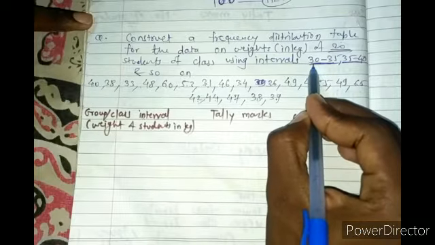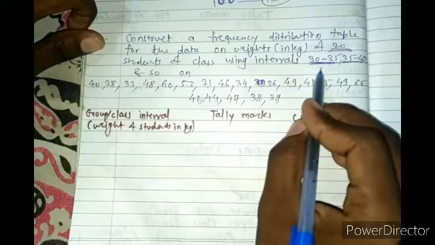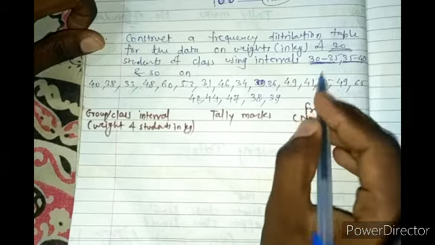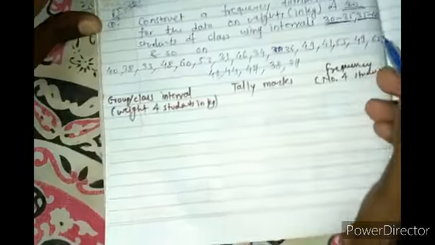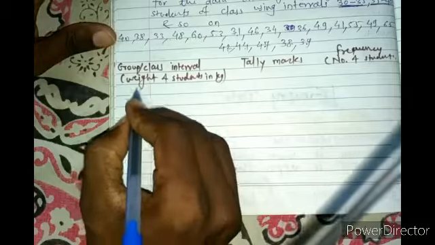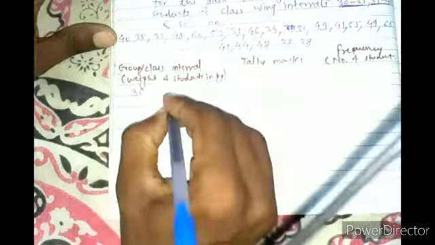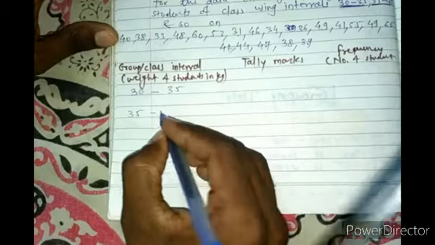And what is the class mark? Class mark means 65 upon 2. 65 upon 2 means 2 3s are 6 and 2 2s are 4, so 32.5 is the class mark. So now we have to use these given intervals in the group or class interval column. So I will write them one by one. 30 to 35, then next 35 to 40.